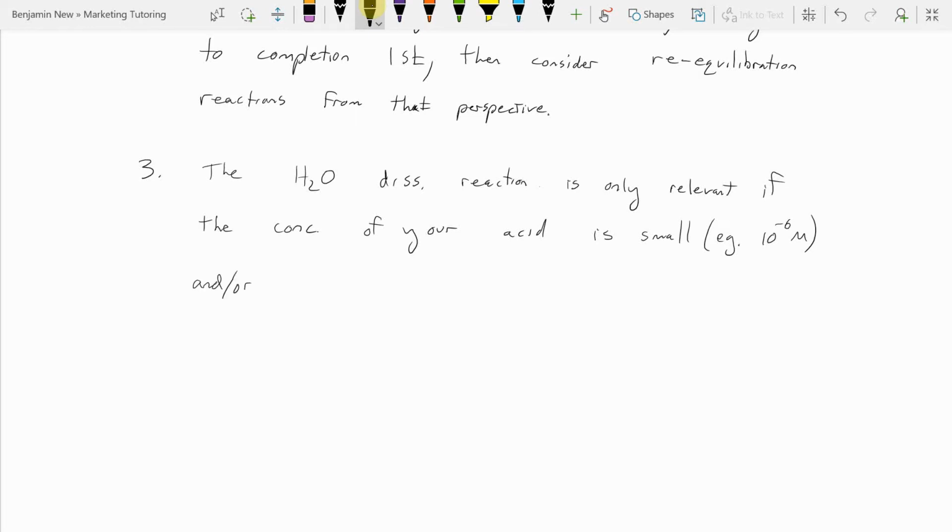and or the acid dissociation constant for that particular acid or base happens to be really tiny. You know, less than, I don't know, 10 to the minus 10. So if you have a combination of those two, that's then and only then do you need to consider the water dissociation reaction, because other times it's just basically comparing 1 to like a billion. So you need one or both of these two things to be really, really, really small.